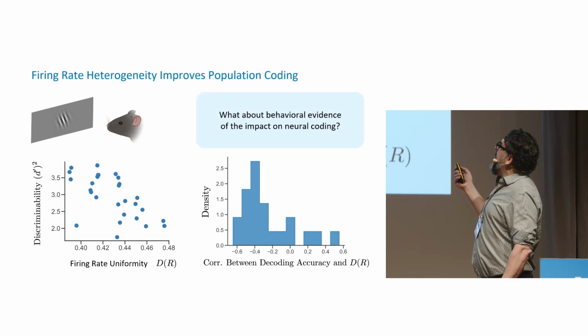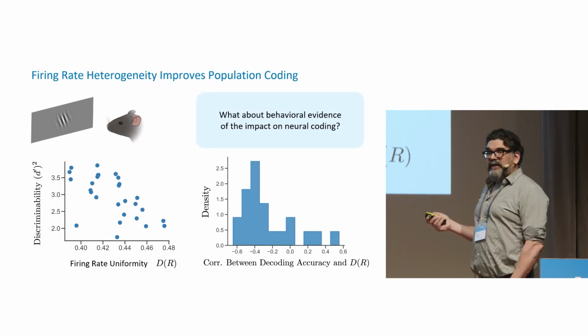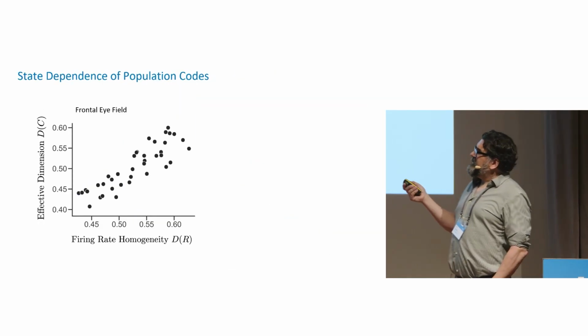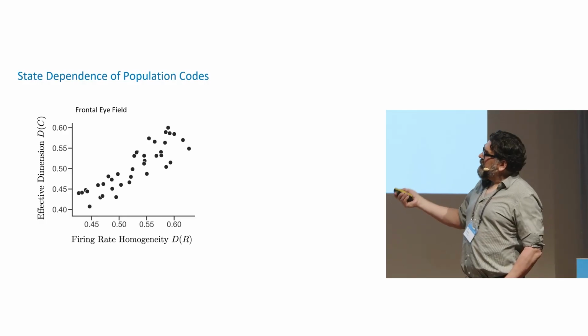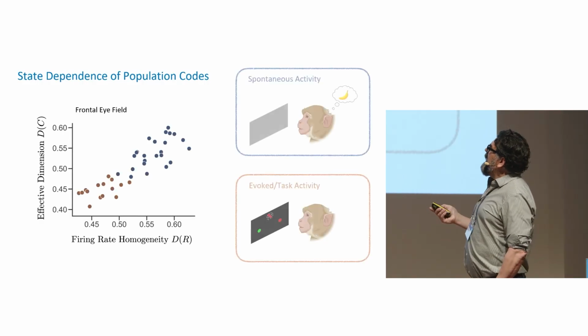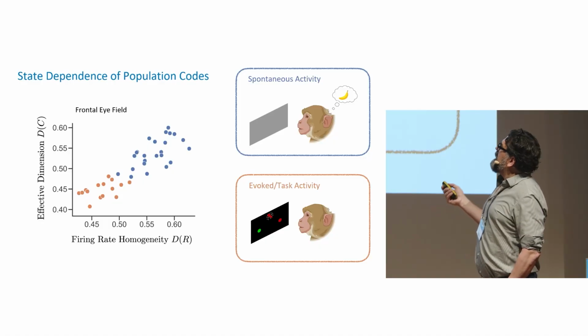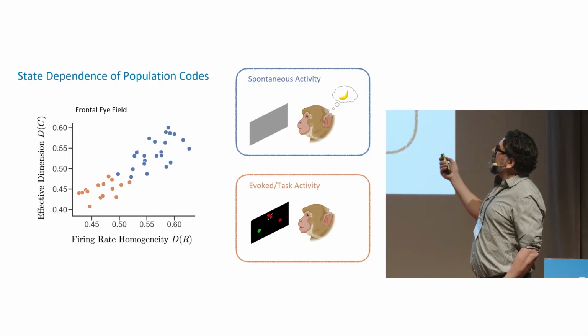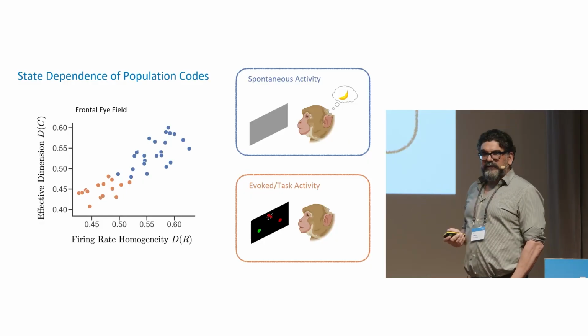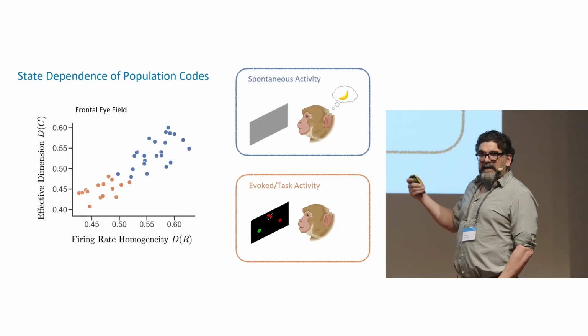So is there any behavioral evidence that the brain is actually using this? Let's go back to some of that monkey data. This is data from the frontal eye field here. So we're plotting it here. I didn't tell you that half of the trials ends up just being the animal looking at a blank screen, looking at spontaneous activity. Versus this is the scenario where the animal's actually doing the task. So we can see a brain state change here.